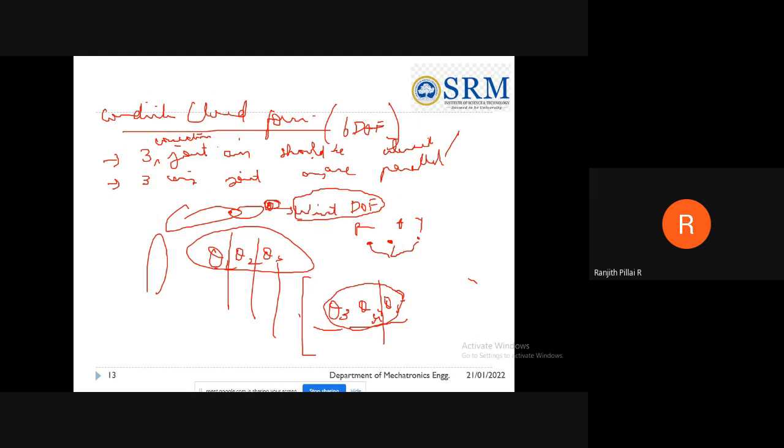So that means either 3 consecutive joint axes should be parallel, or I should have 3 joint axes which intersect, either one, for 6 degrees of freedom. Don't ask how it happens for 3 degrees of freedom. It doesn't matter. 3 degrees of freedom is easy to solve. Is it clear?